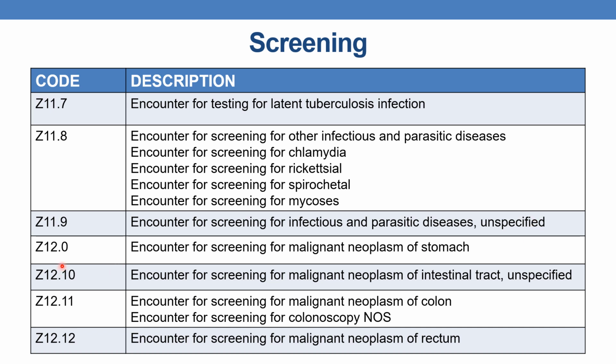Next code is Z12.0. Encounter for screening for malignant neoplasm of stomach. Z12 deals with encounter for screening for malignant neoplasms. And Z12.0 deals with encounter for screening for malignant neoplasm of stomach. Next Z12.10, it deals with encounter for screening for malignant neoplasm of intestinal tract, unspecified. Next is Z12.11, encounter for screening for malignant neoplasm of colon, or encounter for screening colonoscopy NOS. The next is Z12.12, encounter for screening for malignant neoplasm of rectum.